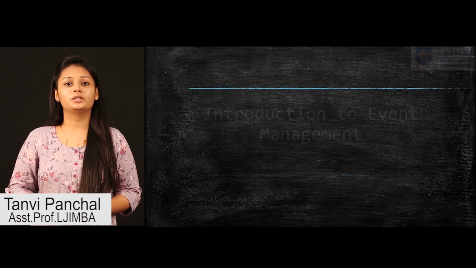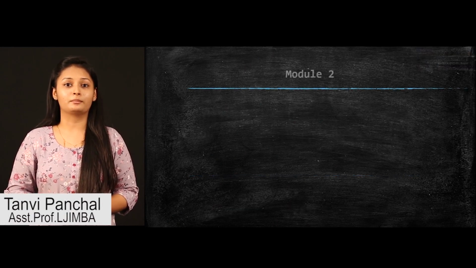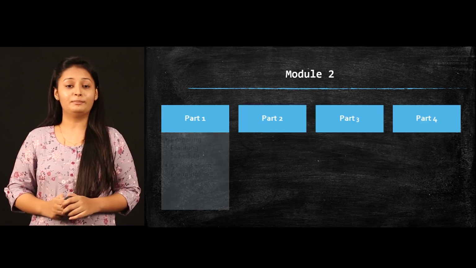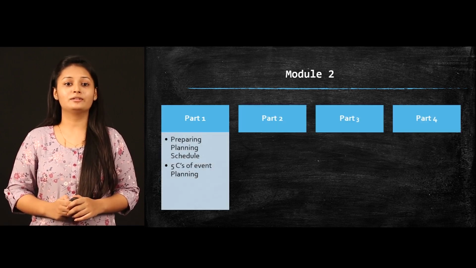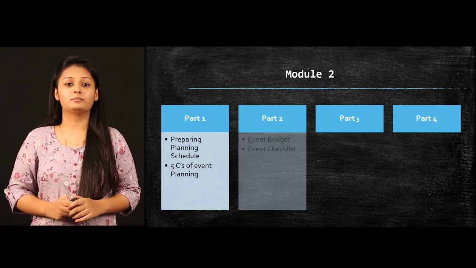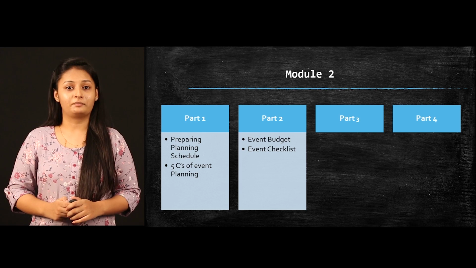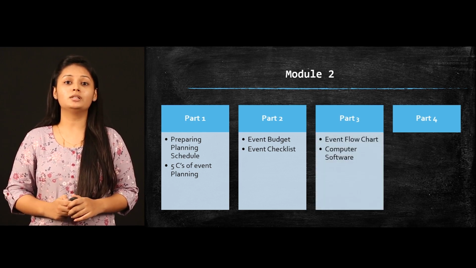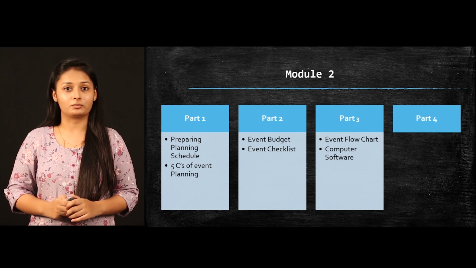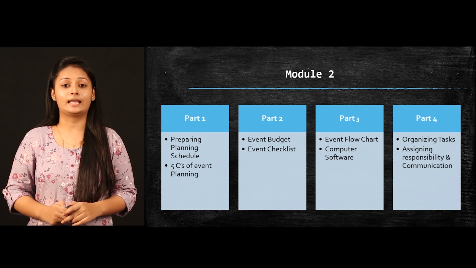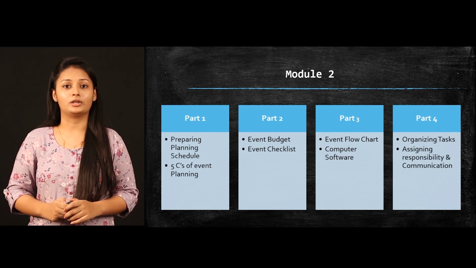Today we'll be starting with Module 2, which is hereby bifurcated into 4 different parts. Part 1 focuses on preparing the planning schedule and 5 C's of event planning. Part 2 focuses on the event budget and event checklist. Part 3 focuses on the event flowchart and the computer software required in event management. And Part 4 focuses on organizing the task, assigning the responsibilities and the communication.